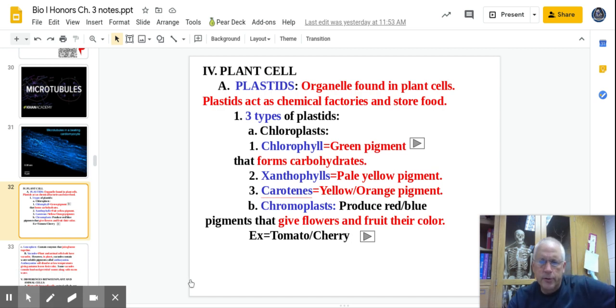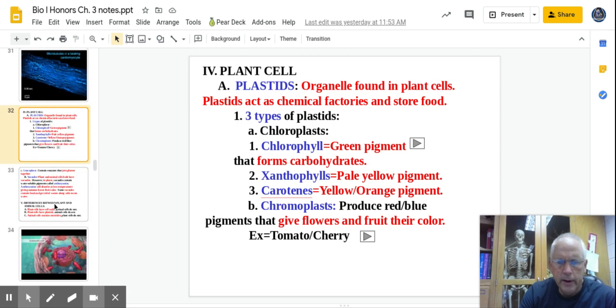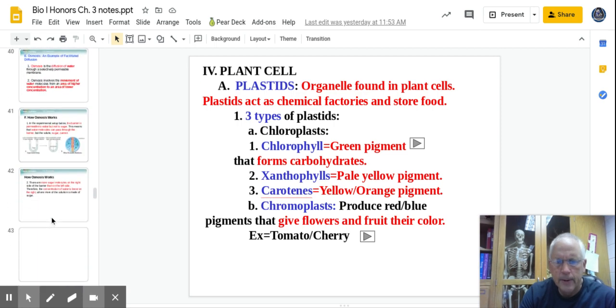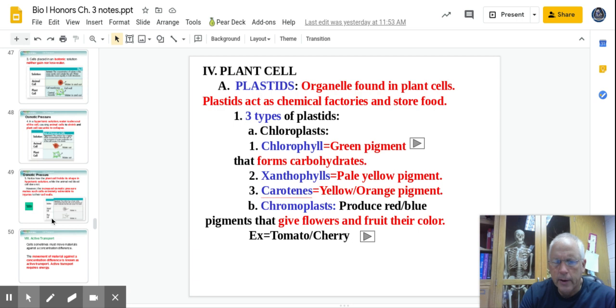There's chloroplast. We'll start with it first. That is the chemical factory of a cell. Chlorophyll is probably the best known one. You guys have probably heard of that one. That's what makes plants green. So when you see green leaves and stems and those things, that's what you're looking at.